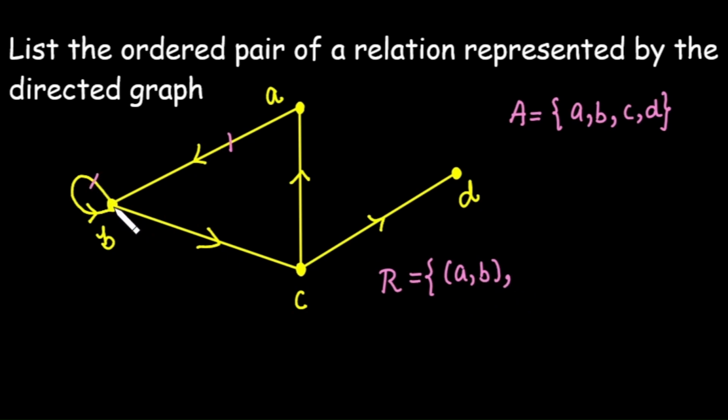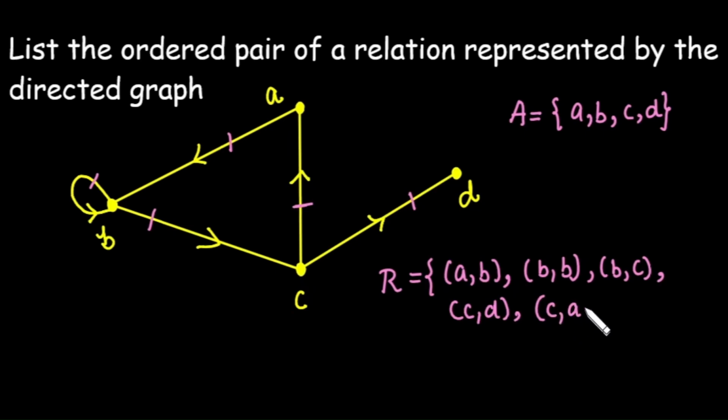This edge indicates that the edge starts and ends at the same point, that is B, meaning B is related with B. This edge means B is related with C. Here C is related with D, and this last edge indicates that C is related with A. So there are 5 edges. It means there are 5 ordered pairs in the relation R.